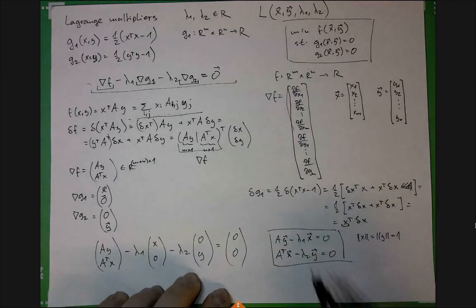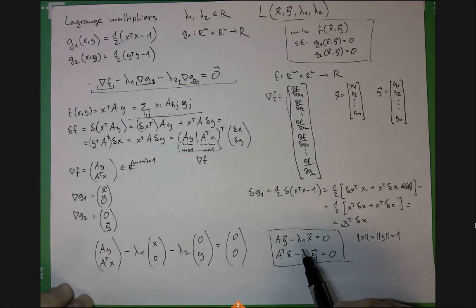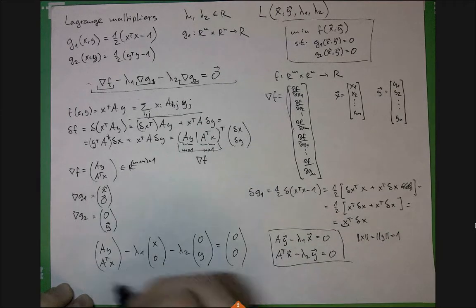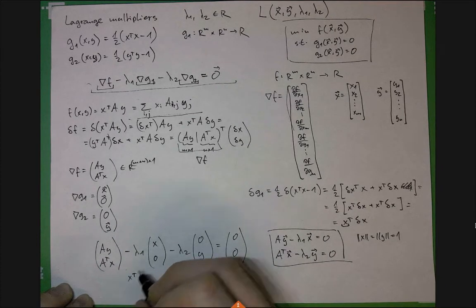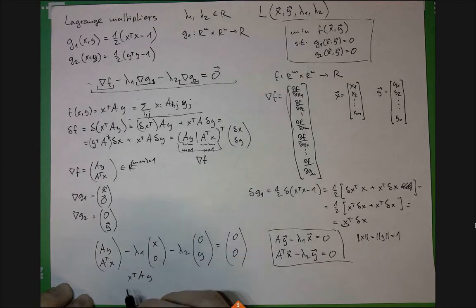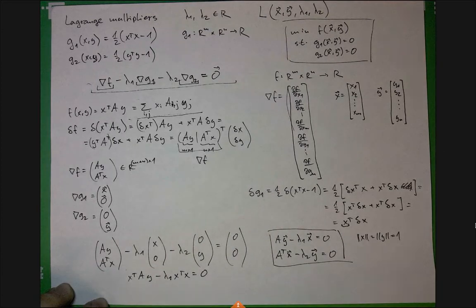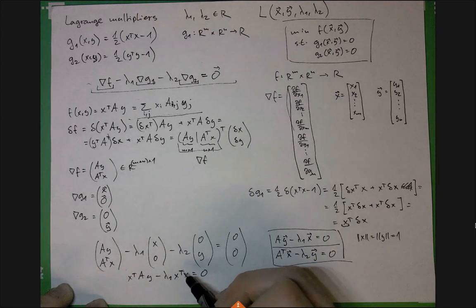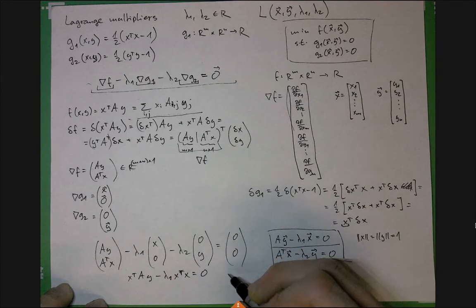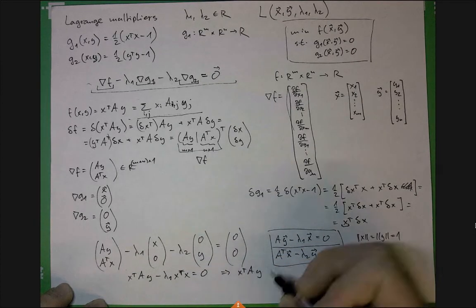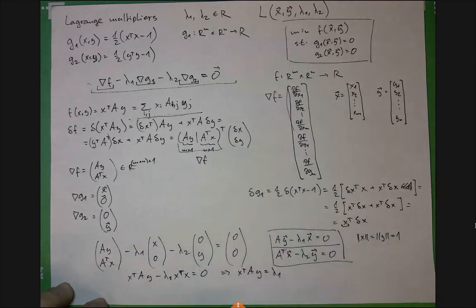So one cool thing we can notice from this, let's take a look at the first equation. What I can do, I can multiply it from the left with x transpose, which will give me this. I took the first one and multiply with x^T from the left. You can do that, right? And then why I'm doing that is because x^T x is 1. That tells me that x^T Ay is lambda 1, right?